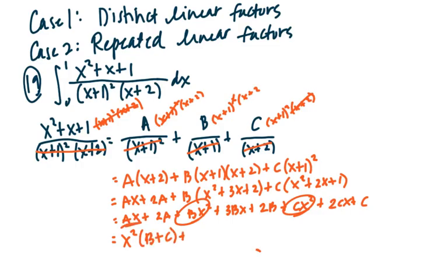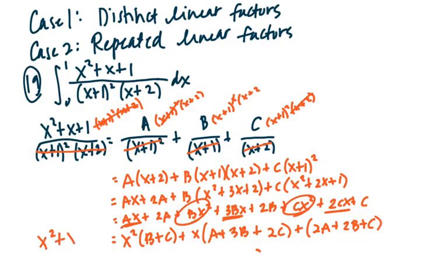And then we're going to factor out an x. So we have a plus 3b plus 2c. And then our constants are 2a plus 2b plus c. And this equals x squared plus x plus 1. So we're going to build our system of equations. Pause the video and do it on your paper.